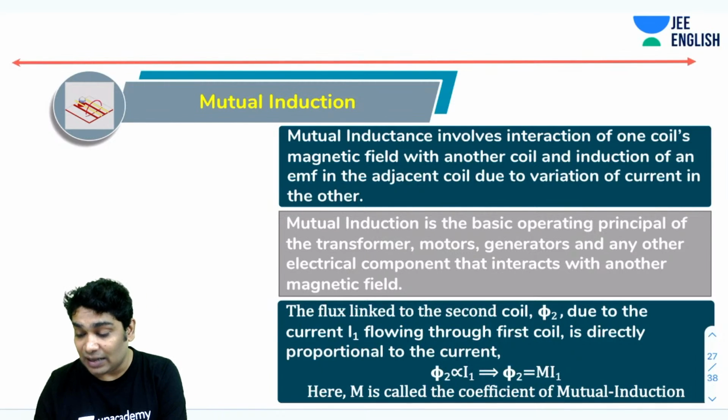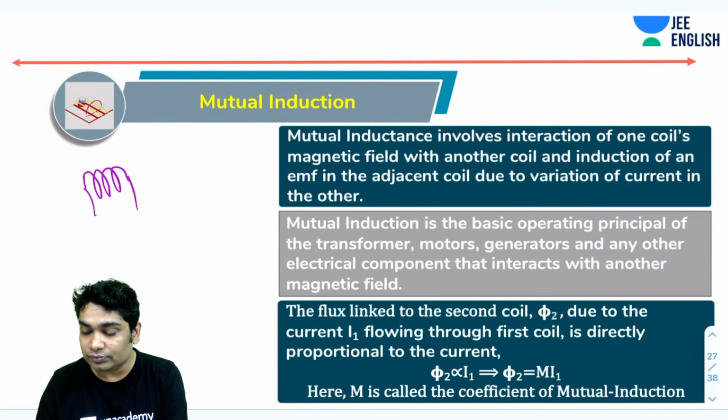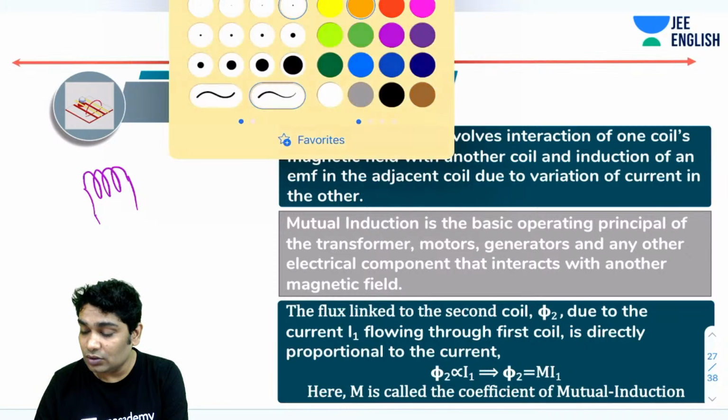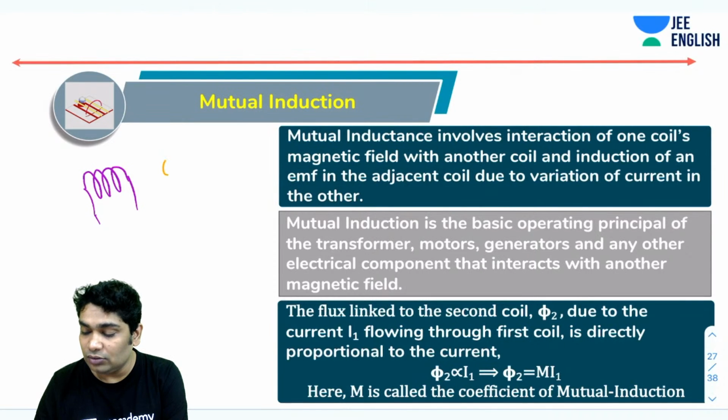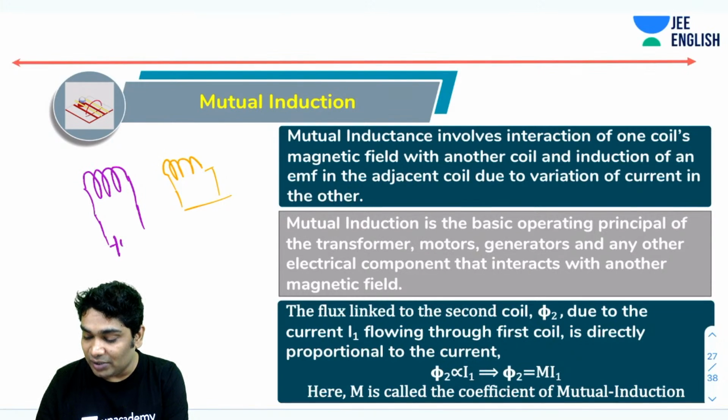In mutual induction, what is happening is that you have two coils close by. Let's say this is coil number one, and you have another coil just close to this, coil number two, like this. Imagine this one does not have any power source, and this one has some power source attached to it, and some other mechanism by which you are changing the current. Maybe a variable voltage battery is there. You can change the voltage of this battery and vary the current.